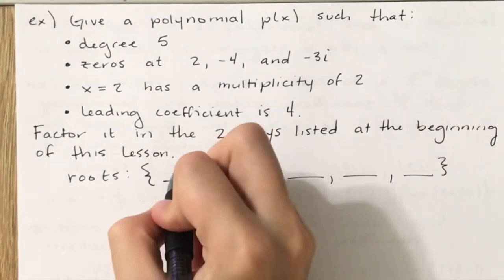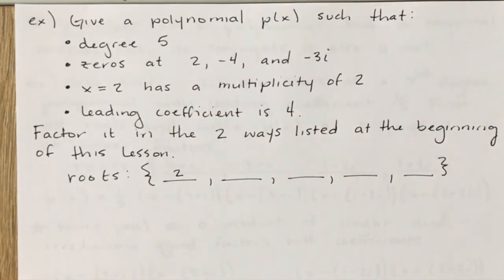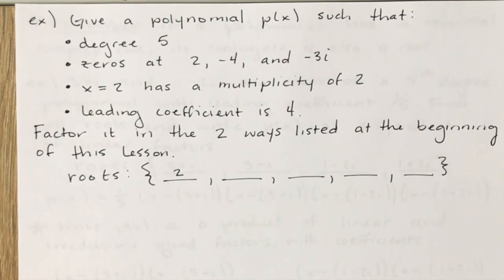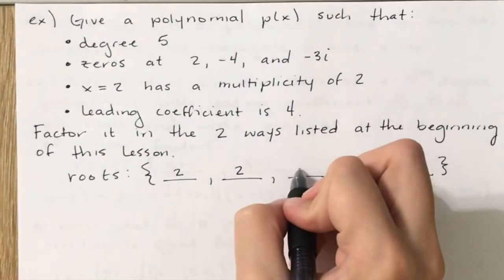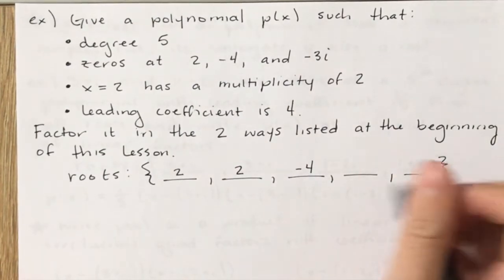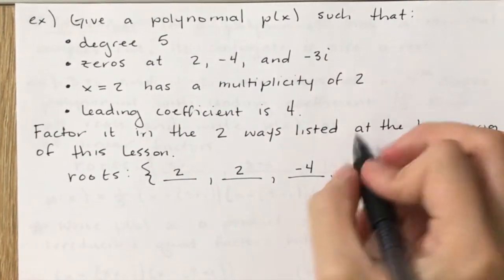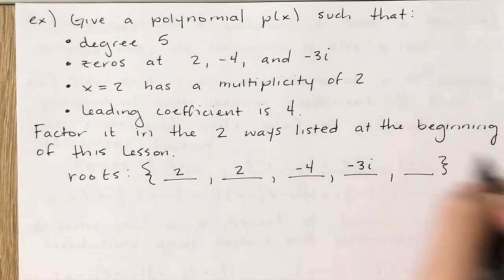All right, our first root is 2. What does the question say about the root of 2? It says it has a multiplicity of 2, right? What does a multiplicity of 2 mean? We're going to have 2 of them in our list of roots, right? So we have 2, a second 2, then we have -4, doesn't say anything special about that, and then -3i.